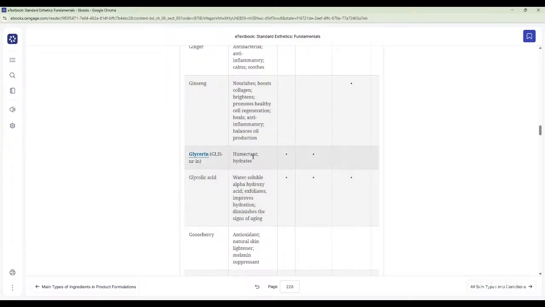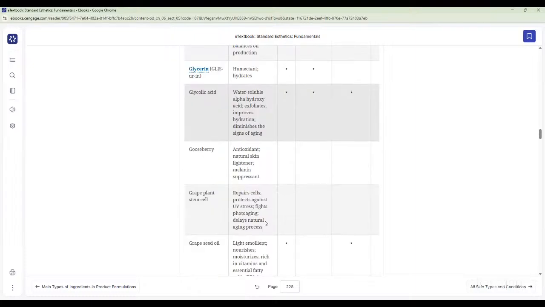And then you have glycerin, a humectant that hydrates, definitely great for all skin types, and reduces oil. Glycolic acid is absolutely amazing. It's a water soluble alpha hydroxy acid exfoliant, improves hydration, and diminishes the signs of aging. So at the end of the day, glycolic is going to really make you look a little younger. Before you even go to some of those advanced acids, there are things you could do: a glycolic acid, an enzyme, a microdermabrasion. There are so many things you could do before going to the chemical peel.